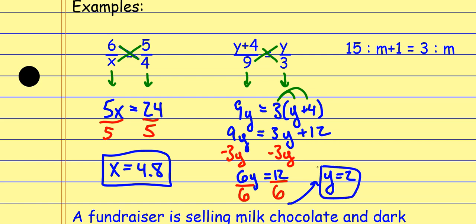Okay? This guy, again, same thing. On this one, it's written in kind of that funky format. Let's rewrite it as a fraction. Let's rewrite it as 15 over m plus 1 equals, let's write this guy as 3 over m. And see, this is why you don't have to remember the extremes and means. I write it as a fraction, and now I get to cross multiply.